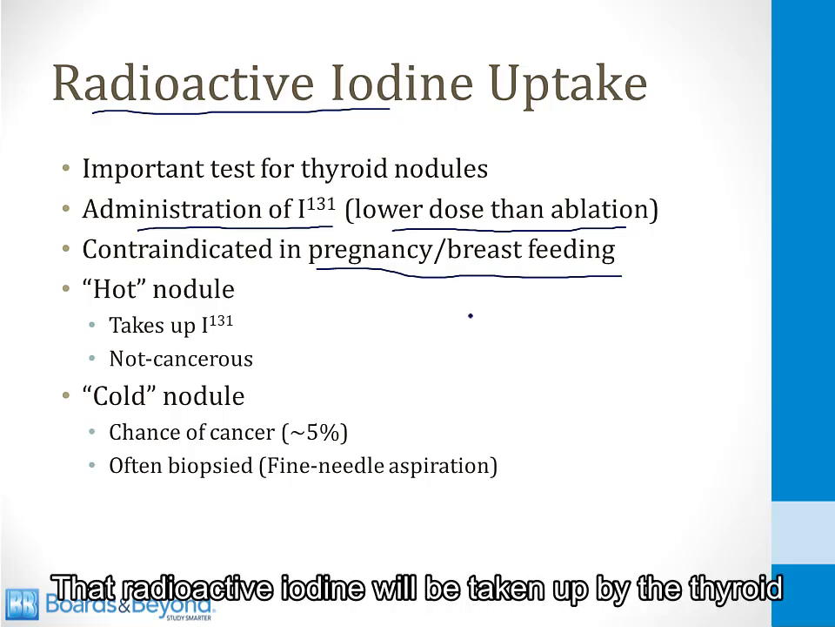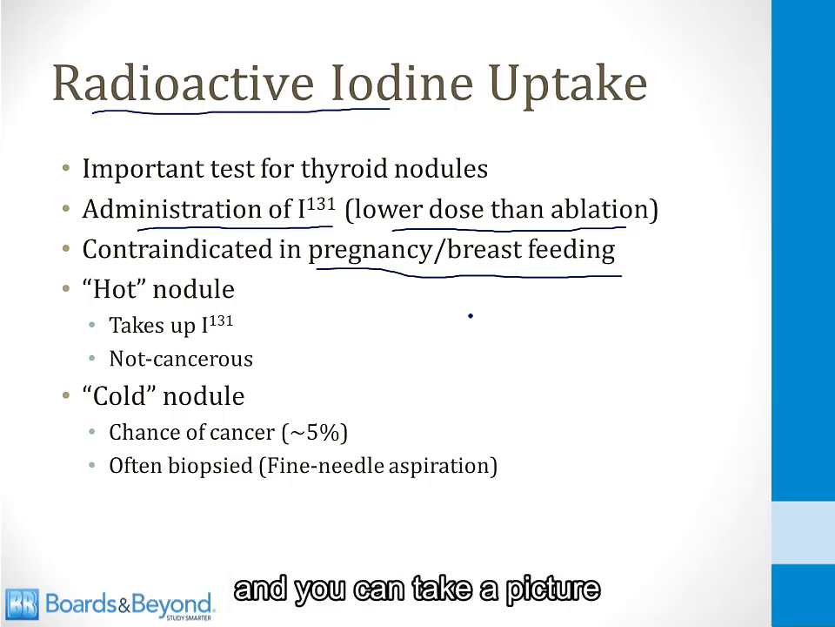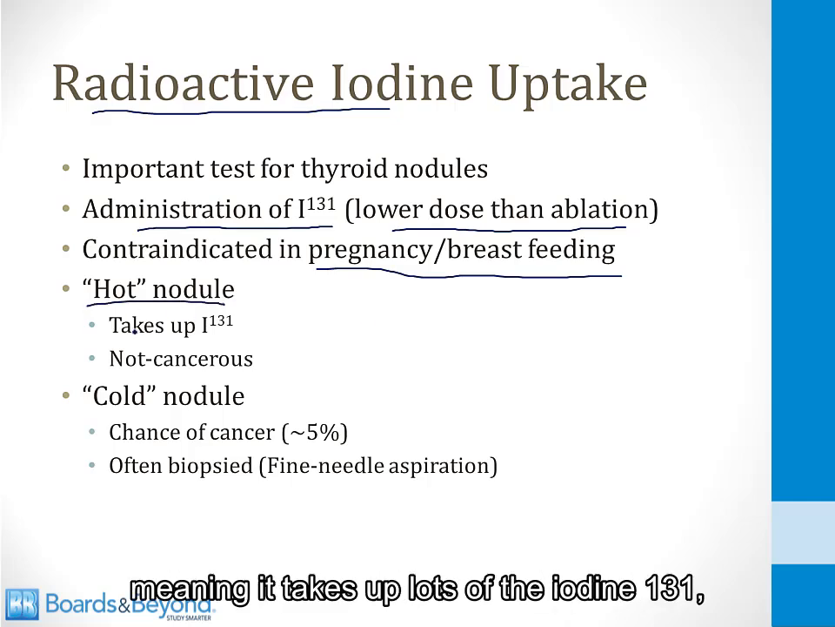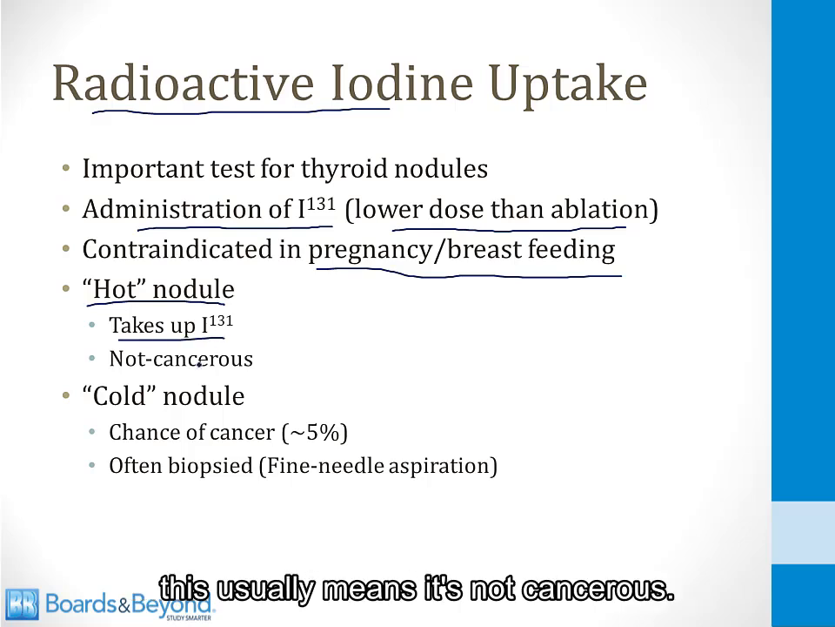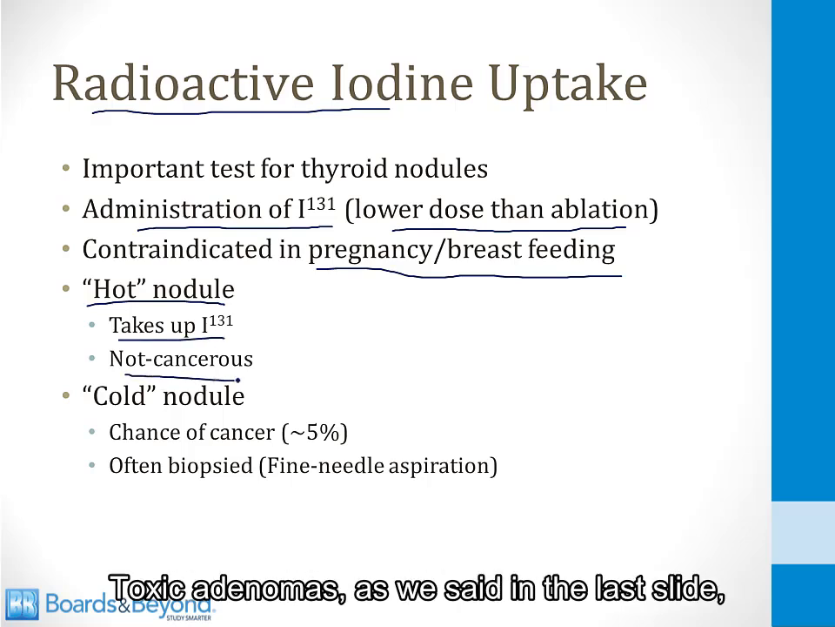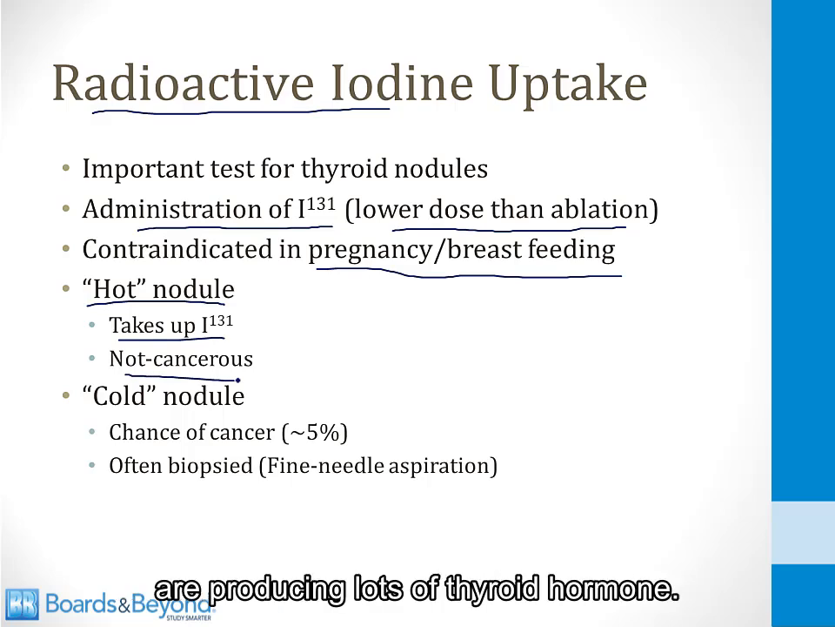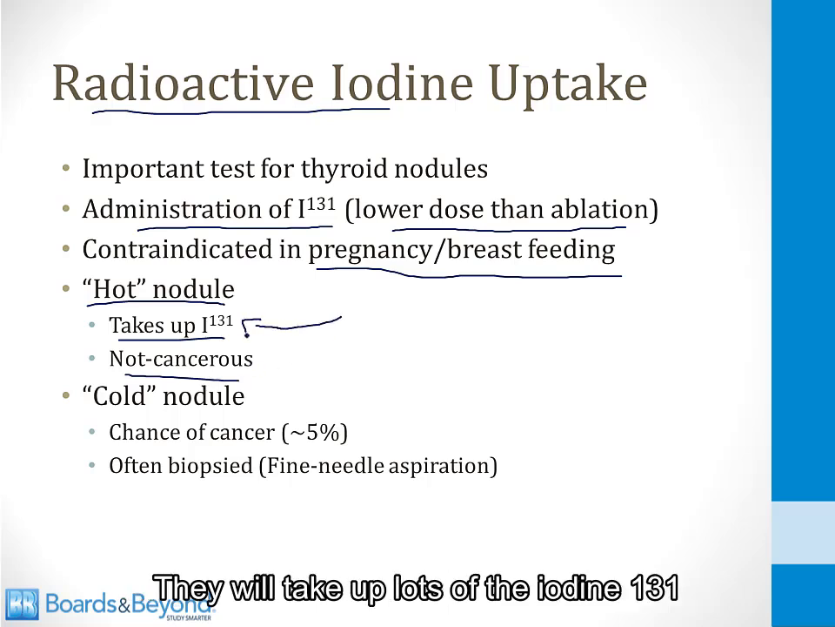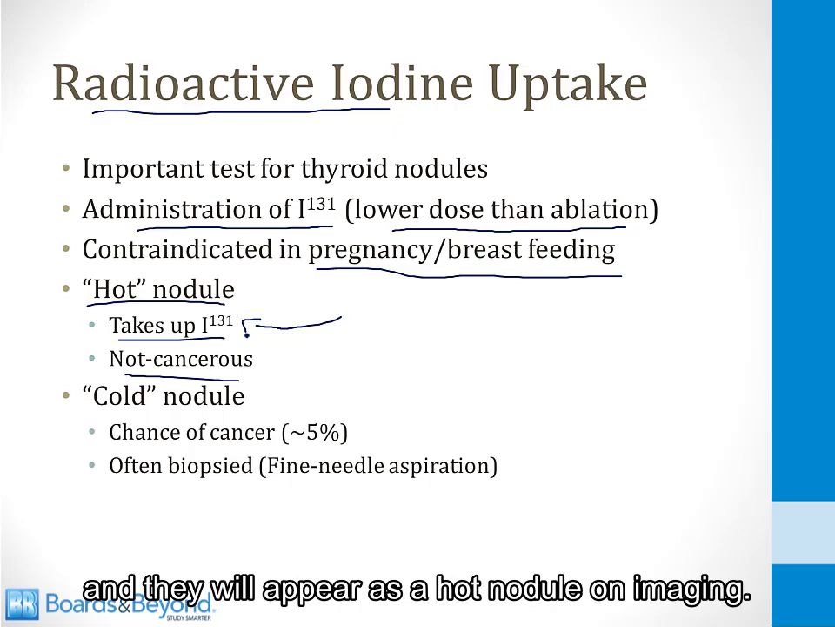That radioactive iodine will be taken up by the thyroid, and you can take a picture of the radiation that it is emitting. If the nodule you are evaluating is hot, meaning it takes up lots of the iodine 131, this usually means it's not cancerous. Toxic adenomas, as we said on the last slide, are producing lots of thyroid hormone. They are functioning independently of TSH, so they will take up lots of the iodine 131 to put it into thyroid hormone, and they will appear as a hot nodule on imaging.